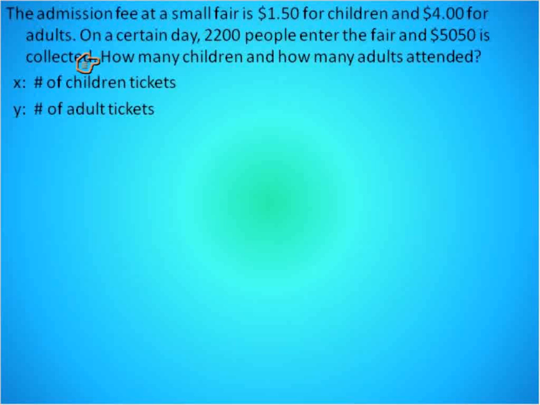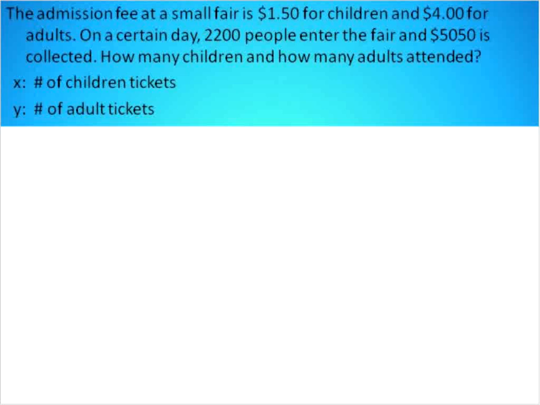Now if you notice, in all these problems that you're working on, they're going to compare the variables in two different ways. So in this problem, they're comparing the tickets by the admission fee and how much is collected, and then how many people enter the fair. So if we look at how many people enter the fair, there's 2,200. So the number of children tickets plus the number of adult tickets should equal 2,200 because you have a combination of those entering the fair, children and adults. So X plus Y equals 2,200.